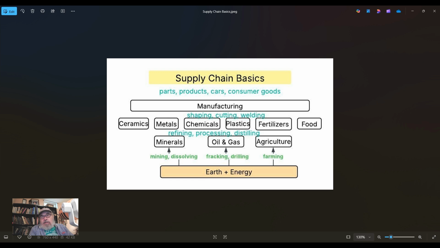For instance, minerals brings you most of the metals, ceramics, a lot of the chemicals that we use in our world. Oil brings us plastic, chemicals, fertilizers, and that might be combined with some minerals. And then agriculture brings us food, and forestry would bring us wood, lumber.